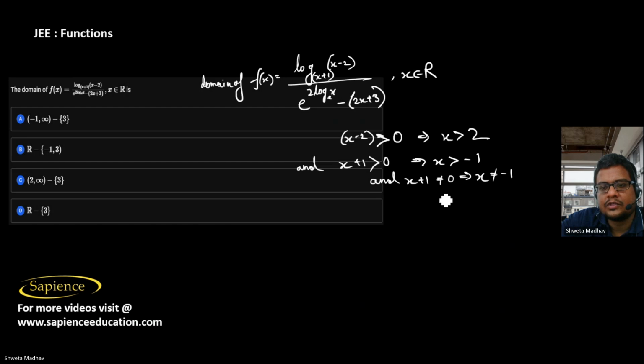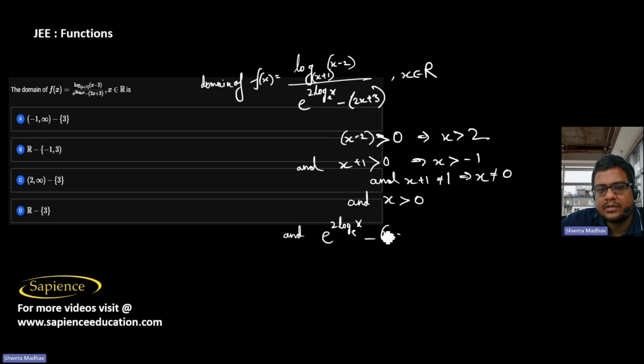And x plus 1 should not be equal to 1. It means x should not be equal to 0. And also here x is there, so x should be greater than 0. And here also we can write it as e power 2 log x base e minus 2x plus 3, that should not be equal to 0.